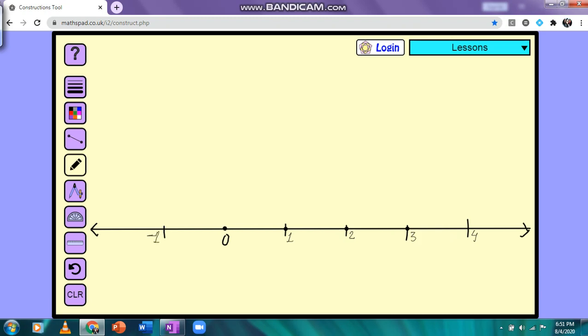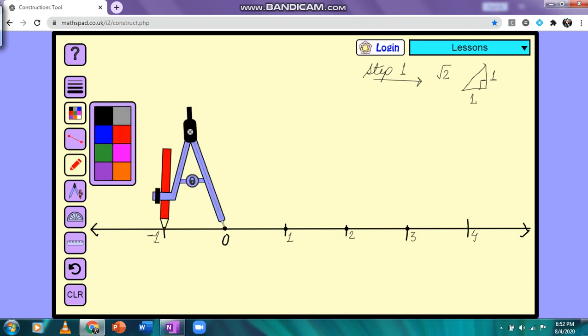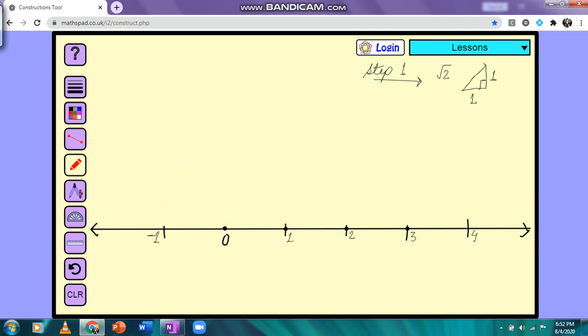So first step is to represent root 2, and root 2 will be represented by a triangle with base as 1 and the perpendicular as 1. So this is what I want to construct. So I'm just going to mark the starting point. So this is O, so I'm naming my triangle here, and this is A and this is B. So I want to construct OAB here.